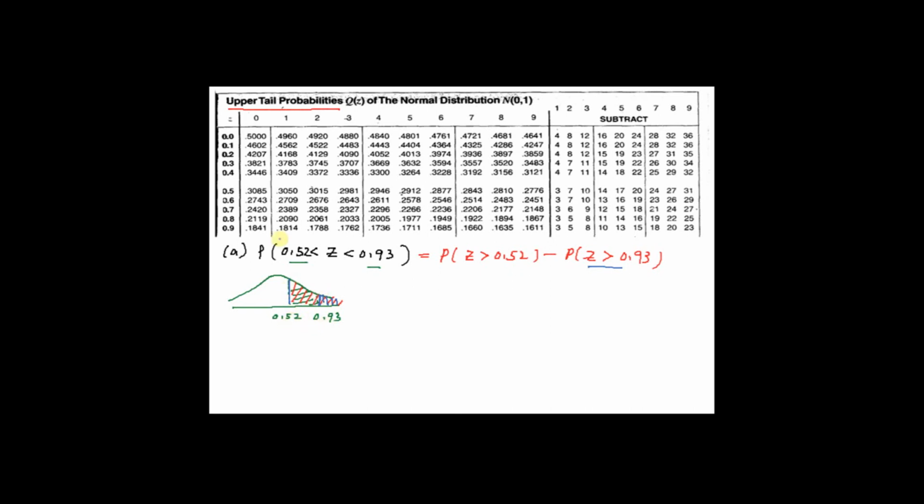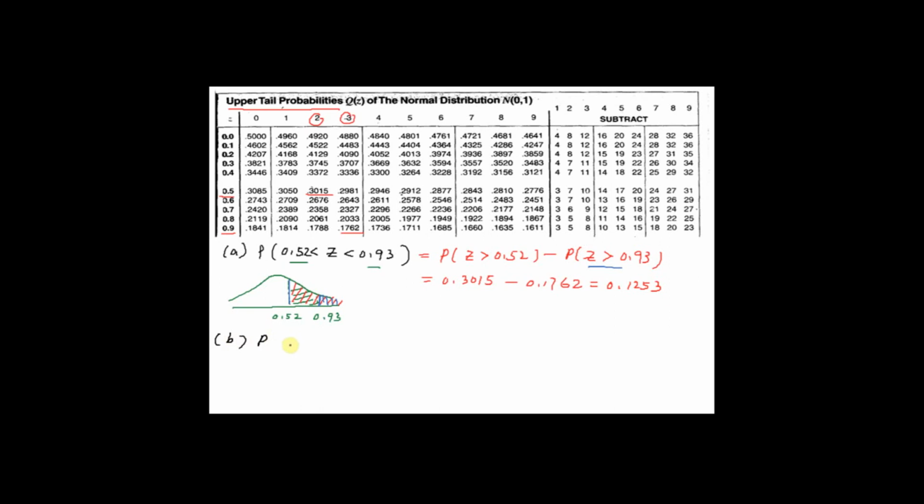0.52 and 0.93. So what is the probability Z more than 0.52? This is the upper tail probability. You can search for 0.52. So the probability is 0.3015, minus probability Z more than 0.93. Again, this is the upper tail probability, 0.93. This is equal to 0.1762. Therefore, your answer is equal to 0.1253.